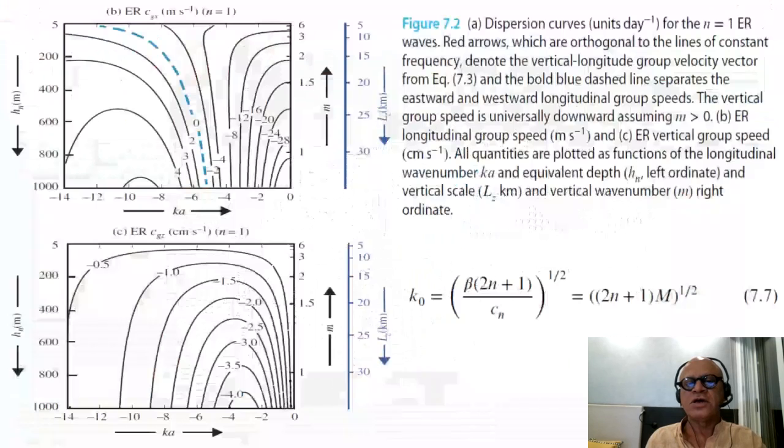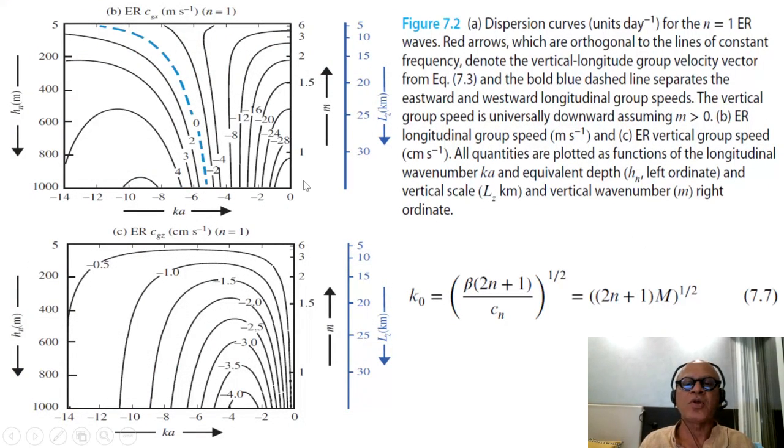Let's look at the dispersion relation for the longitudinal vertical equatorial Rossby wave problem we are looking at. Looks complicated, but it's still pretty much the same thing. So here is the equivalent depth, which is the separation constant in this case of the vertical longitudinal problem that we have set up. We are going to look at it as a function of the longitudinal wave number as before.